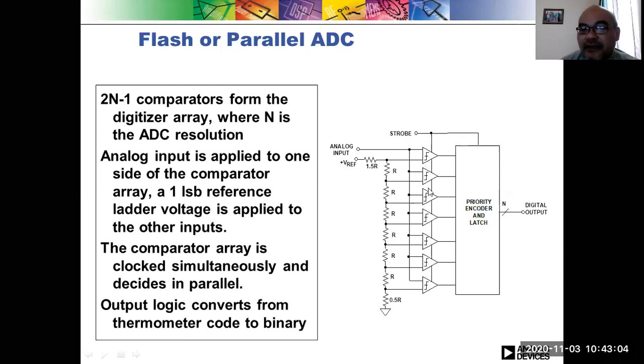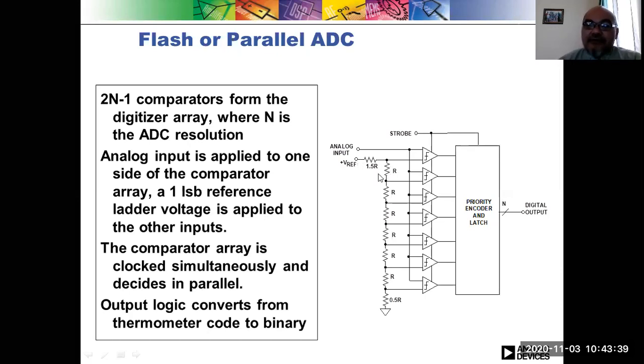So this is a 3-bit analog digital converter. You require 1, 2, 3, 4, 5, 6, 7 comparators. Analog input is supplied to one side of the comparator here. Then one least significant bit reference ladder voltage is applied to the other inputs. This part, this is the reference.